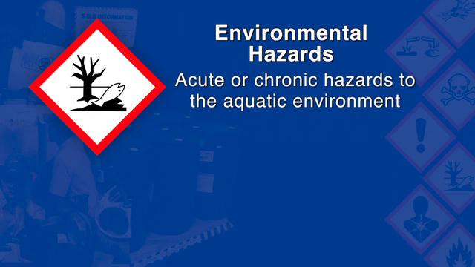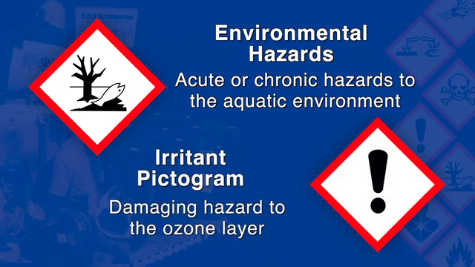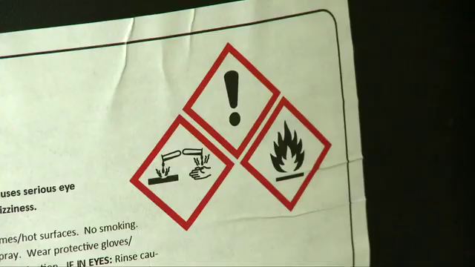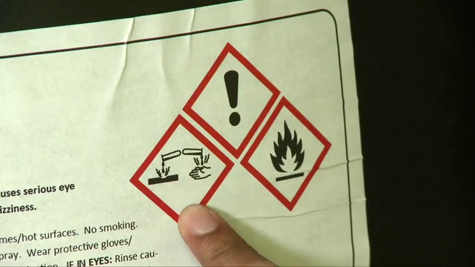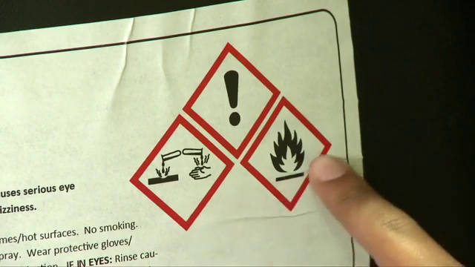This pictogram is used when a substance poses acute or chronic hazards to the aquatic environment, and the irritant pictogram can be used to represent a damaging hazard to the ozone layer. Remember, the point of these pictograms is to represent the potential hazards of a substance.